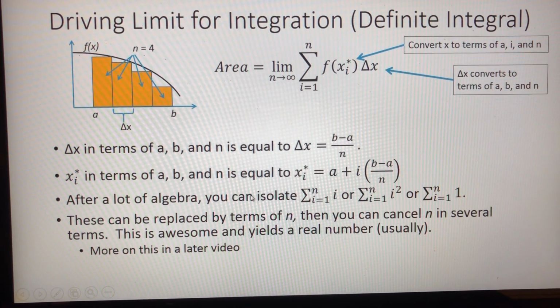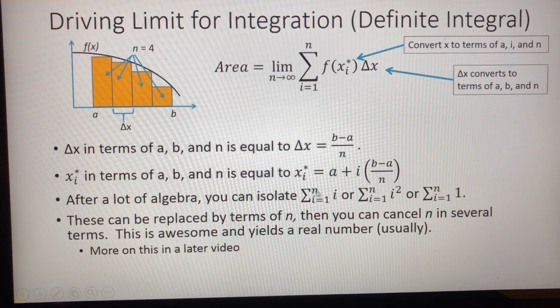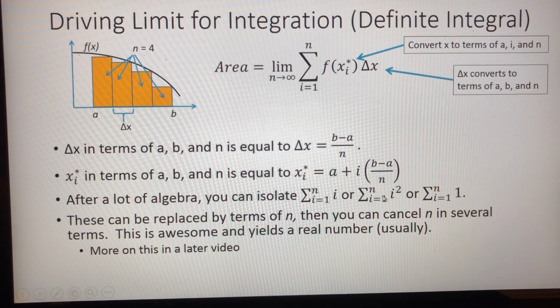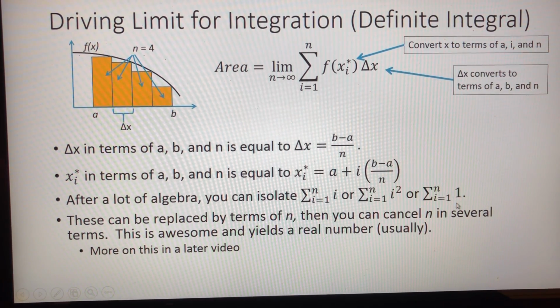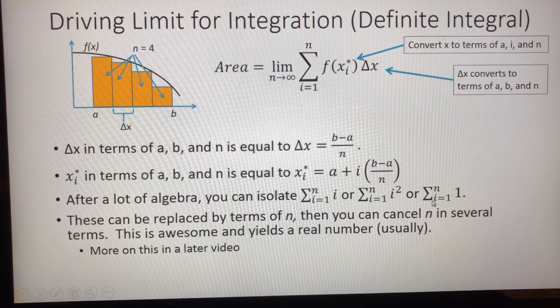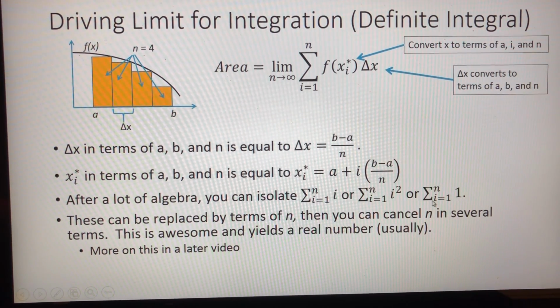Anyway, I just show a couple of the steps here. You have to find things in terms of summation of i or i squared or even a constant. And then you can start to replace or cancel out your infinities until you can hopefully get to a real number.